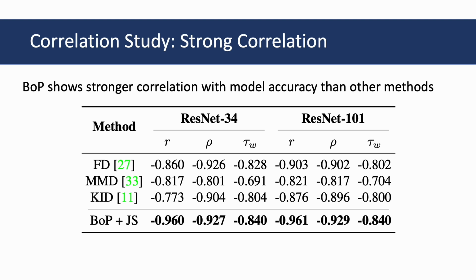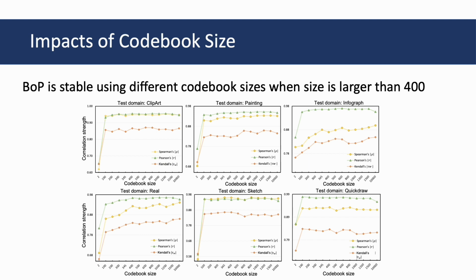We also compare BOP with other methods. We found that BOP shows stronger correlation with model accuracy than other methods. This means BOP is more indicative of the training set suitability. We also studied the impact of codebook size on the effectiveness of BOP. We observed that when the codebook size is larger than 400, BOP is stable and effective using different codebook sizes.